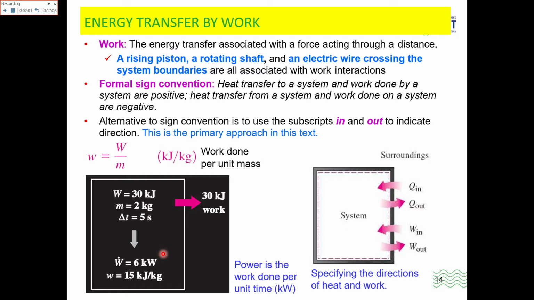We have multiplied this 5 seconds of time with the answer that we are getting after dividing the time with this W, and we are getting the transfer of the work, or the work flow rate. How can you find the work flow rate? You will divide the work by the change in time. 30 divided by 5. Now you will have the value of 6 kilowatts.